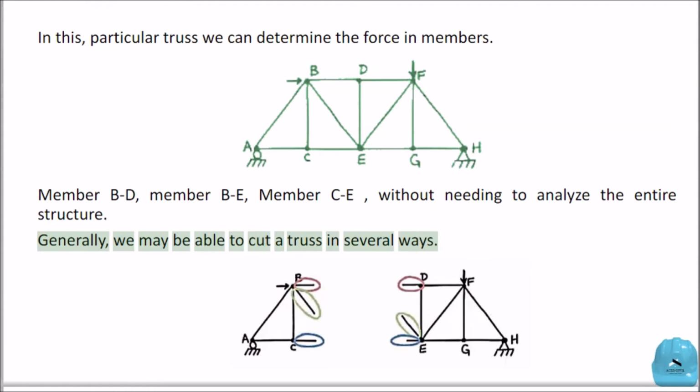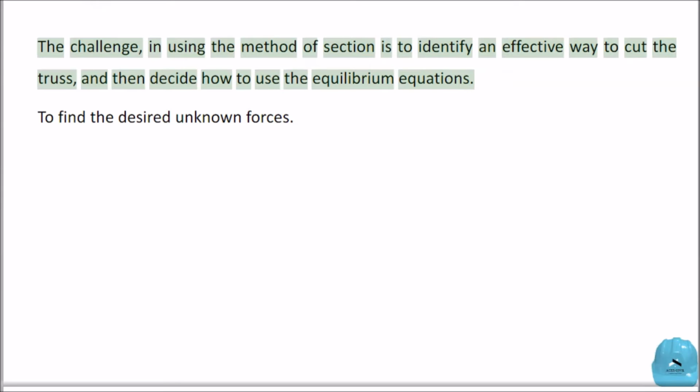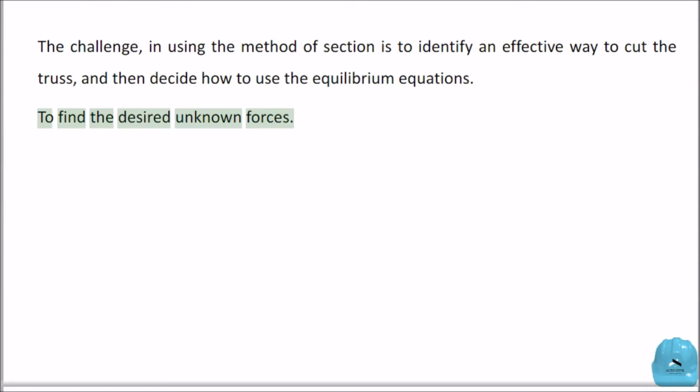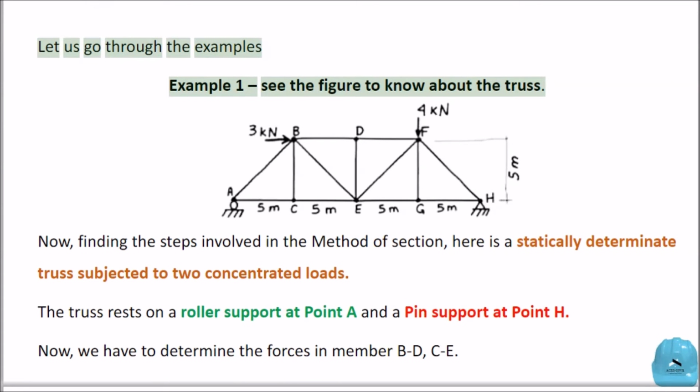Generally, we may be able to cut a truss in several ways. The challenge in using the method of section is to identify an effective way to cut the truss, and then decide how to use the equilibrium equations to find the desired unknown forces. Let us go through the examples. Example 1. See the figure to know about the truss.